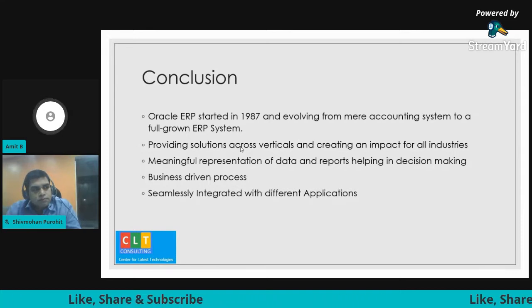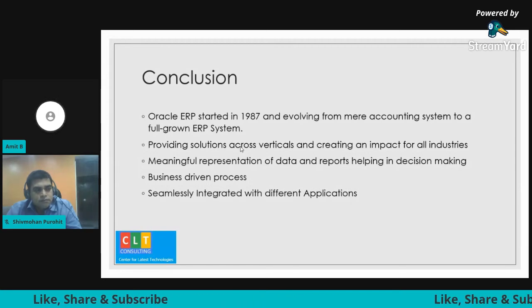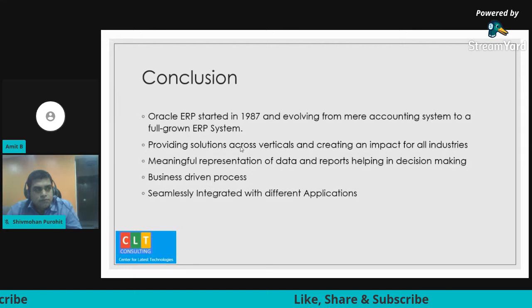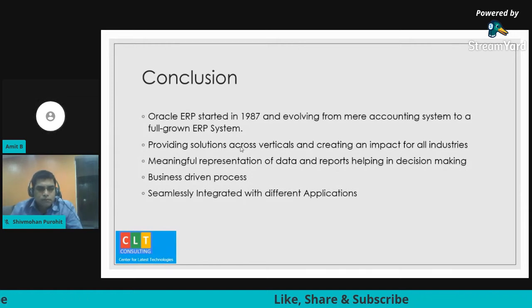Business driven process, as we talked about, since we are talking about different functions, different scenarios. Considering all those things, we can make informed decisions, and the business is driven very smoothly, seamlessly integrated with different other applications. You could integrate it with other cloud applications, on-premise applications, or some other feeder systems as well.